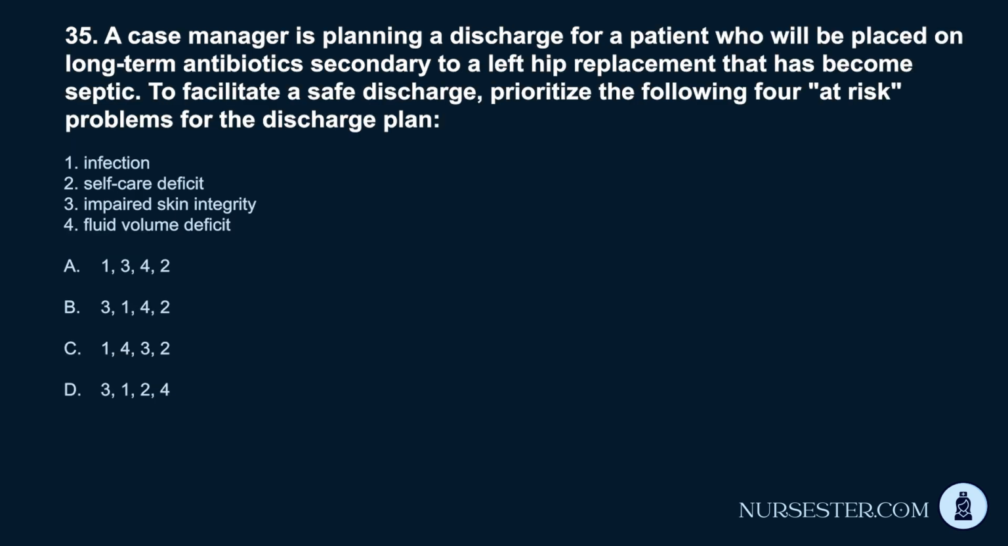35. A case manager is planning a discharge for a patient who will be placed on long-term antibiotics secondary to a left hip replacement that has become septic. To facilitate a safe discharge, prioritize the following 4 at-risk problems for the discharge plan. Infection, self-care deficit, impaired skin integrity, fluid volume deficit.